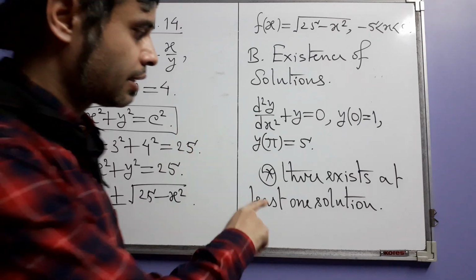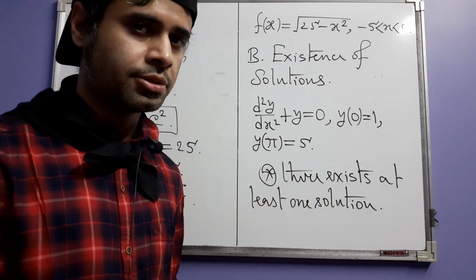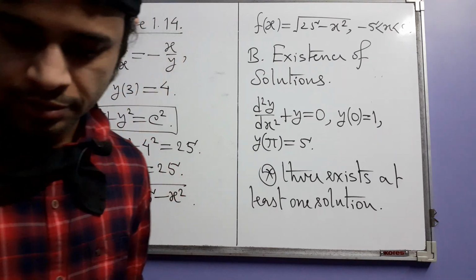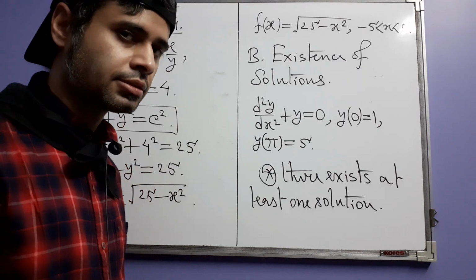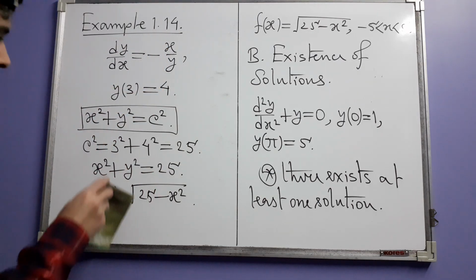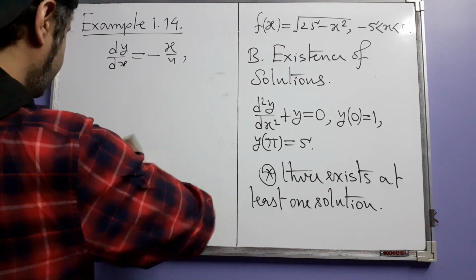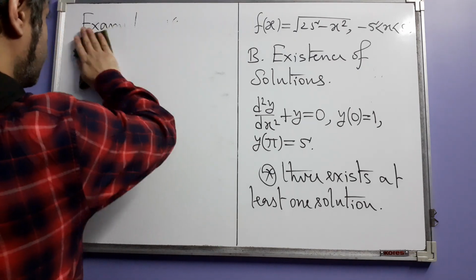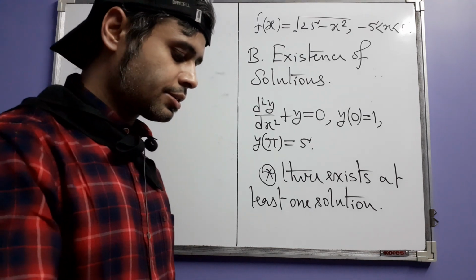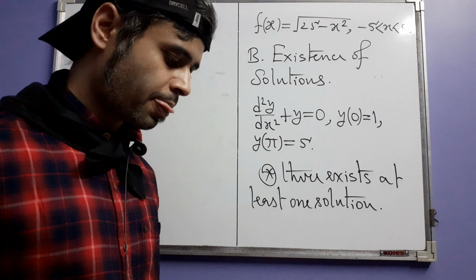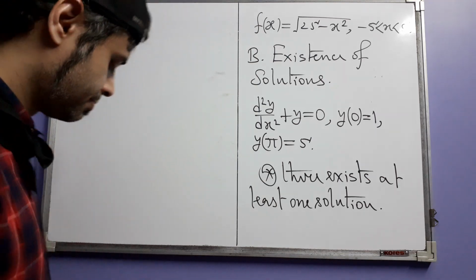But then next comes the question of whether there can be more than one solution, the question of uniqueness, because wherever there is existence there will always be the question of uniqueness of anything. If something exists, naturally the next question you ask is whether that is the only thing of its type. Let us next see this example where more than one solution is present.